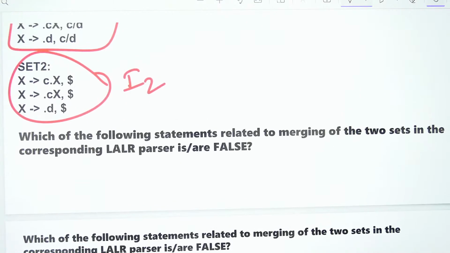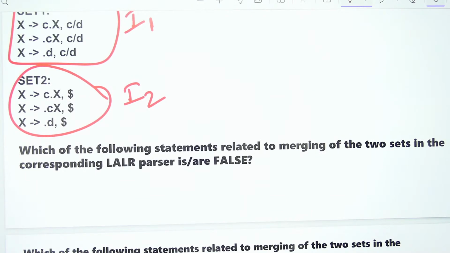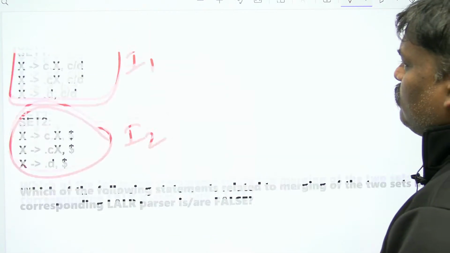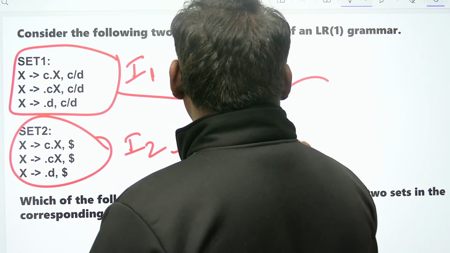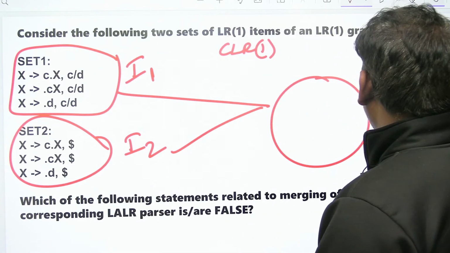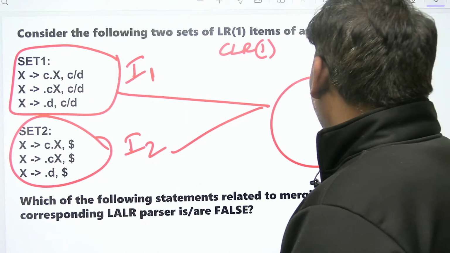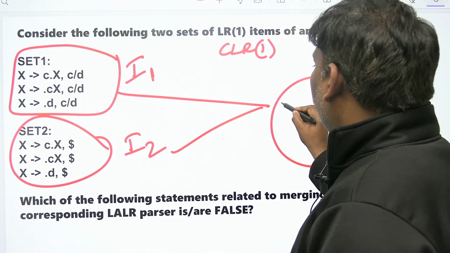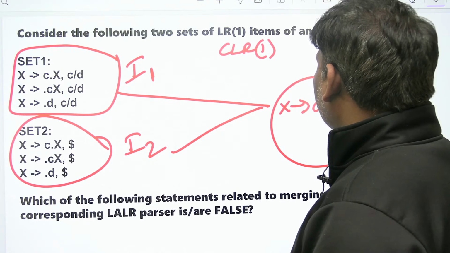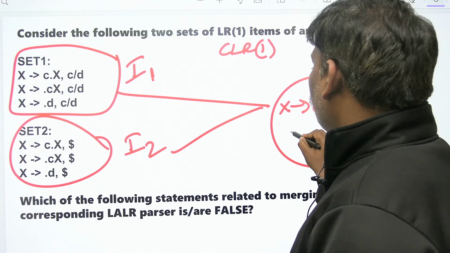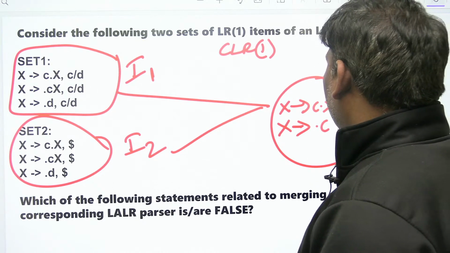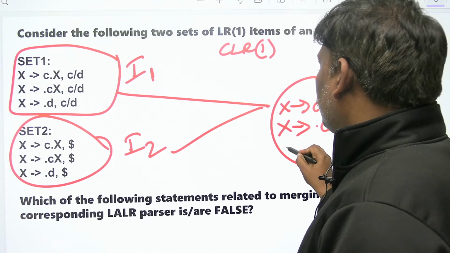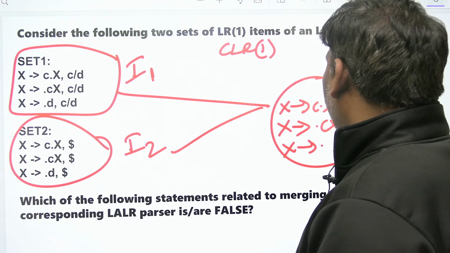Which one of the following statements related to merging of the 2 sets in the corresponding LALR1 parser is true? Because these 2 differ by only lookahead, in the case of LALR1, you will make it as one state. The name of this state is going to be I12. So what do you do at that time? X goes to C dot X. X goes to dot CX. Don't worry about the meaning. X goes to dot D.